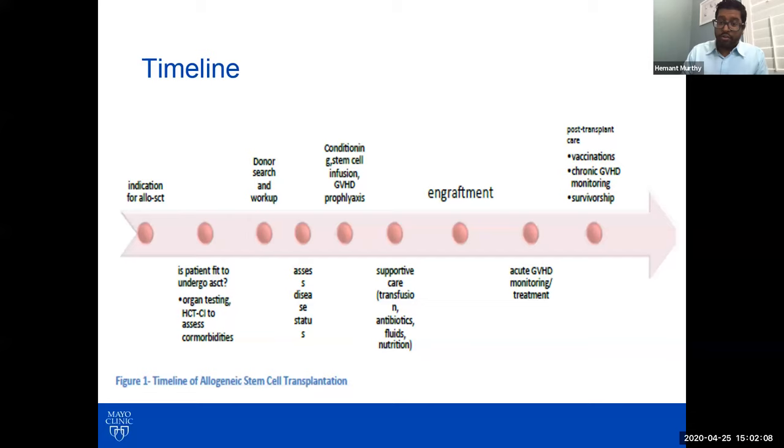Once we get to your discharge, then we keep you within a close vicinity, and that's where we do the acute GVHD monitoring and treatment. And then finally, when we get past that, and that usually is about 100 days, then we start focusing on the long term, on survivorship, on monitoring for chronic GVHD, on your vaccinations, and your long term health. Next, please.